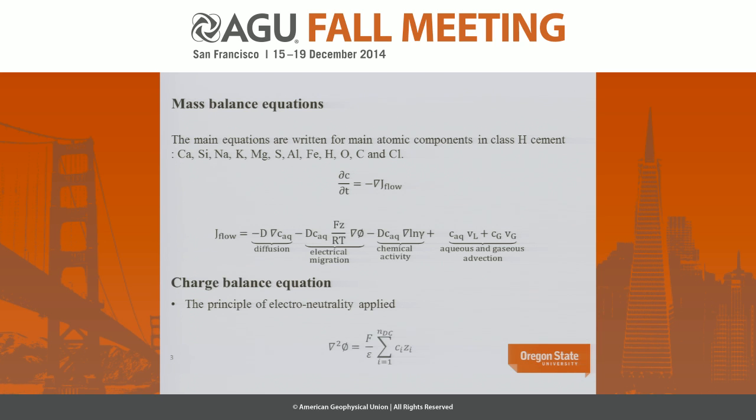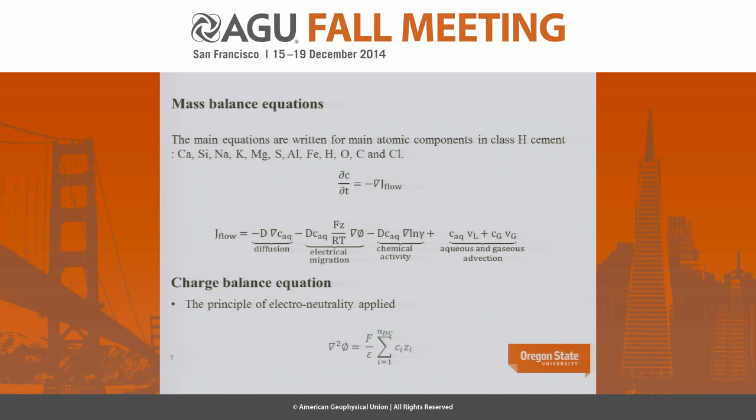On the right side of the flow, you see the gradient of diffusion, electrical migration, chemical activity, and the last part is advection, which itself includes the gas and aqueous advection parts based on the pressure gradient that we might have in the system. Also, the potential of the system is found through a Poisson's equation that relates the potential of the system to the valence number and the aqueous form concentrations.